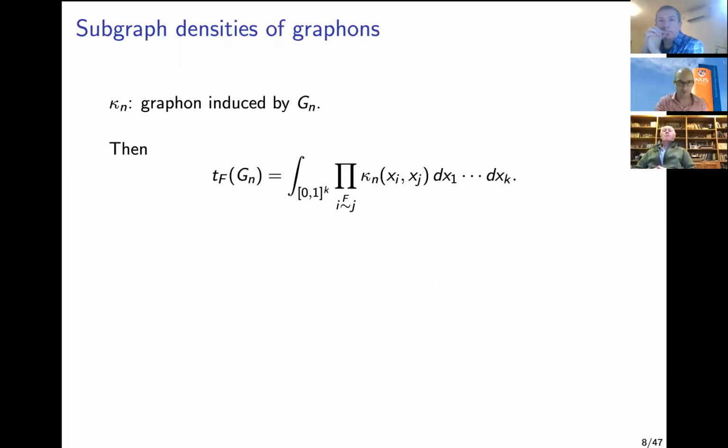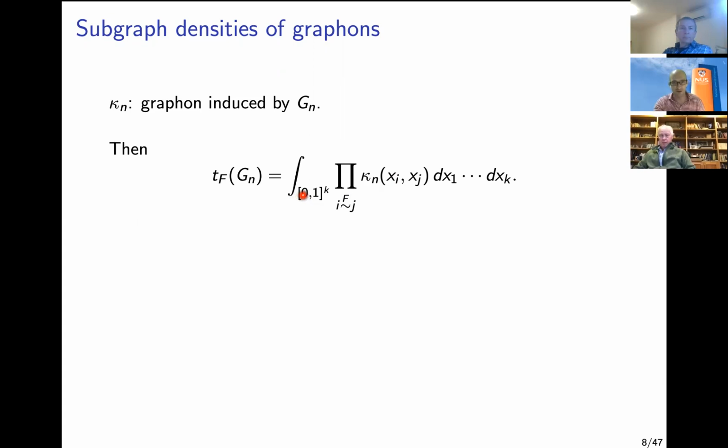Now, what we need to do first is re-express our subgraph density t sub f g n, which we have defined in terms of homomorphisms, and we want to represent it using this graphon induced by this graph g n. The way to do that is we write it down as an integral over these products. Now, what does this product do? It's just going through all the edges. So this just means i is connected to j in this graph F, and then we pick the corresponding coordinates, and then we go through the whole space 0, 1.